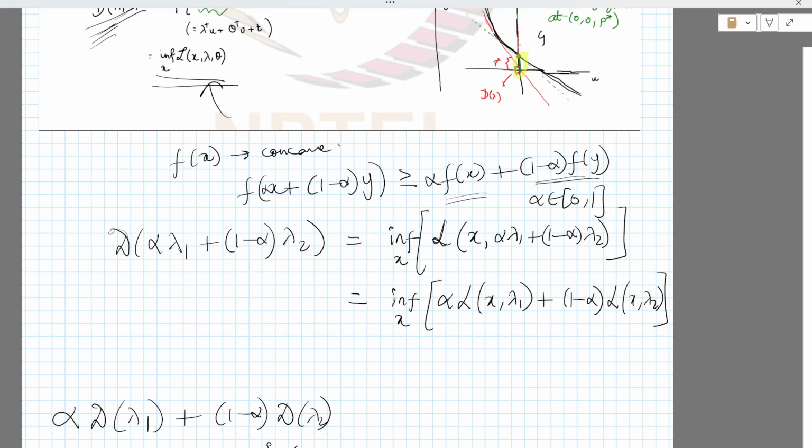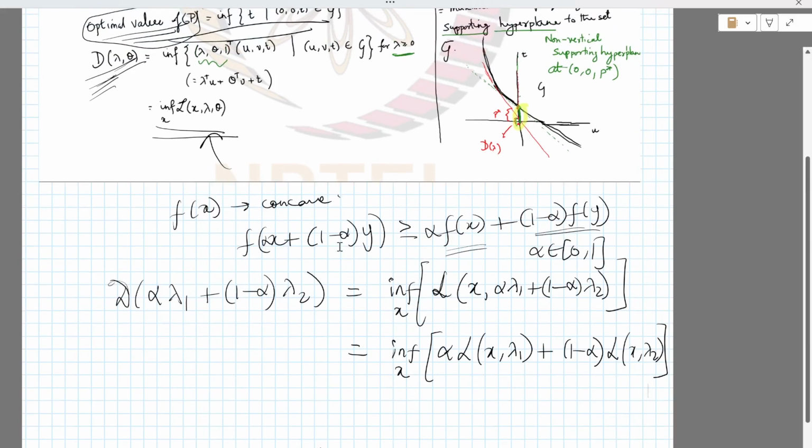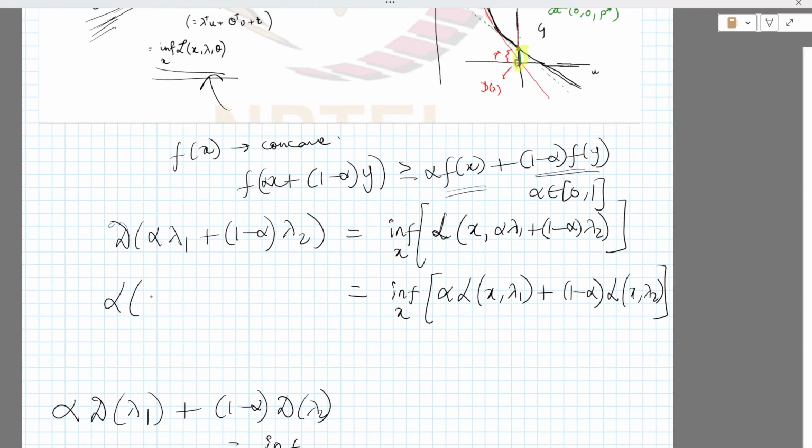Is this clear? Because the second parameter of the Lagrangian is a linear combination of lambda 1 and lambda 2, we could split that up. That is a hypothesis: L is linear in lambda 1. L is linear in lambda 1 means if I write L of x comma alpha lambda, this is equal to alpha times L of x comma lambda.